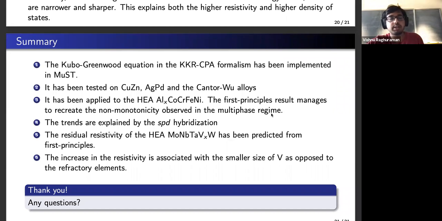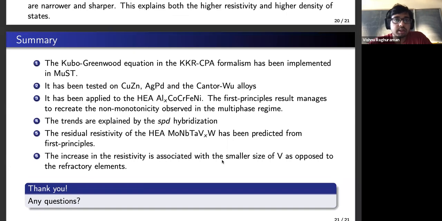We attributed this to the fact that some of the transition metals take up some of the aluminum S and P electrons, and you have a lower conductivity. And we also gave a prediction for this refractory high entropy alloy as a function of vanadium concentration. In this case, even though the density of states was higher, we believe that is due to the size difference of vanadium. We predict that there's weaker bonding there, and that results in a more peaked density of states. So that is my talk. If you have any questions.